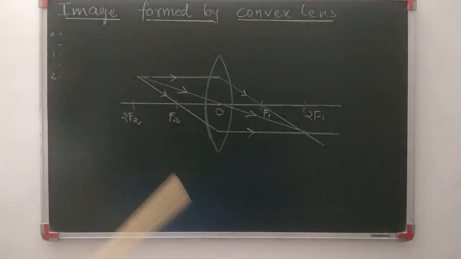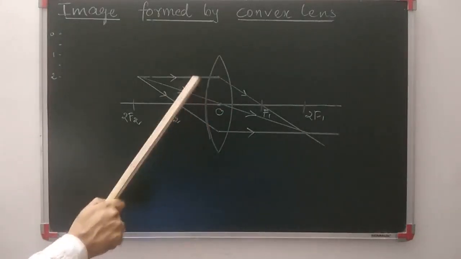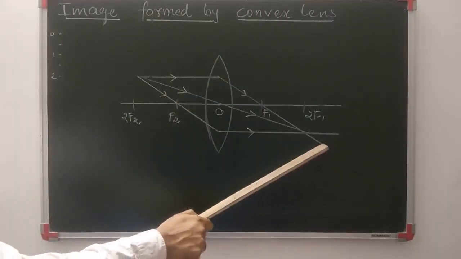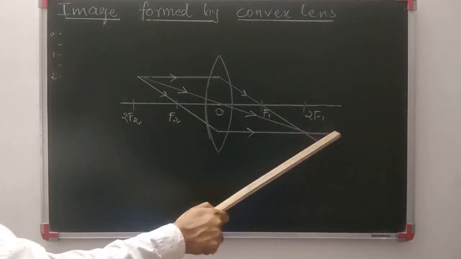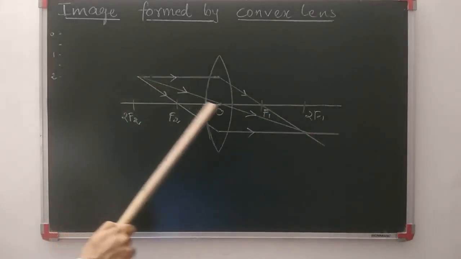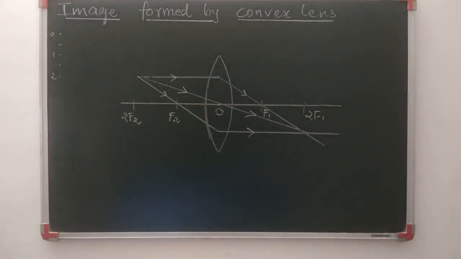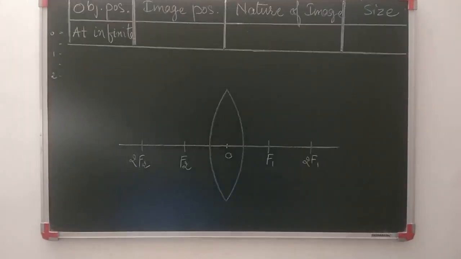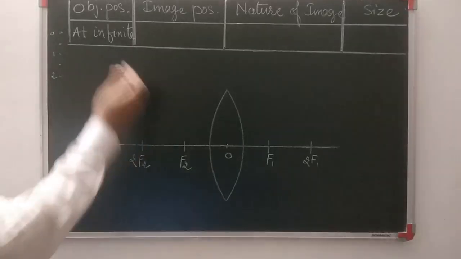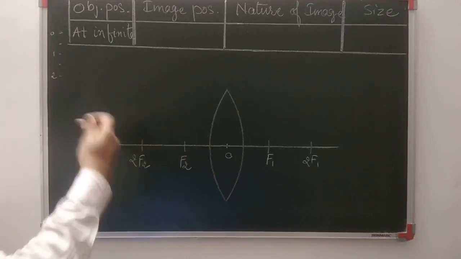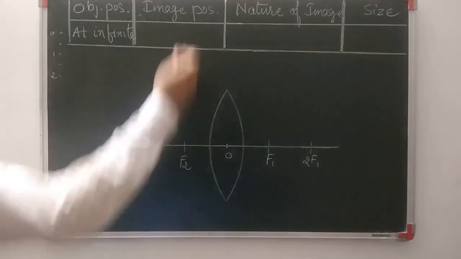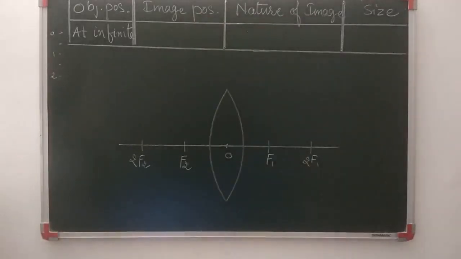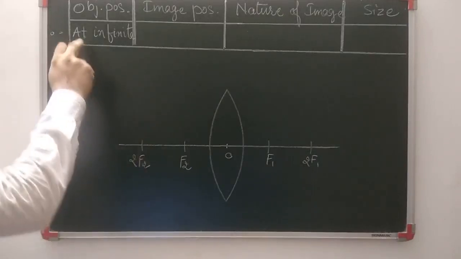So these are the three conditions. If the incident ray is parallel to the principal axis, it passes through the focus. If the incident ray is coming from the focus, it remains parallel to the principal axis. And if the incident ray is passing through the optical center, there won't be any kind of refraction, and it remains straight. Now let's see, in the convex lens, when we keep the object at different places, what are the characteristics of the image we obtain: the position, the nature, and the size of the image which we have to find out. So let's see the first position of the object.